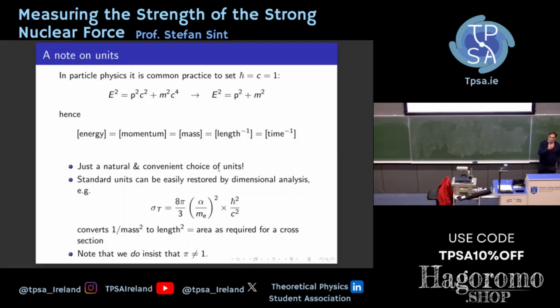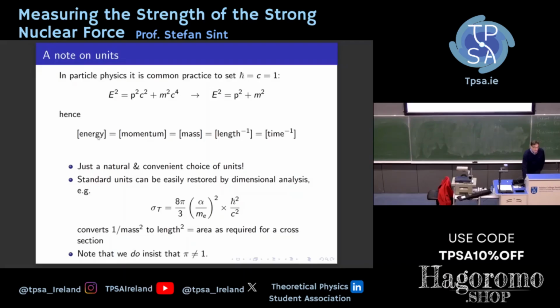So just a note on units. Normally you would have the energy squared in relativistic physics. This is a relativistic relation: E squared equals p squared c squared plus m squared c to the fourth. And that becomes, in natural units where you set h bar and c to 1, just E squared equals p squared plus m squared.